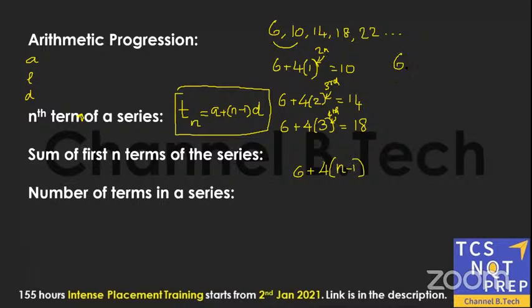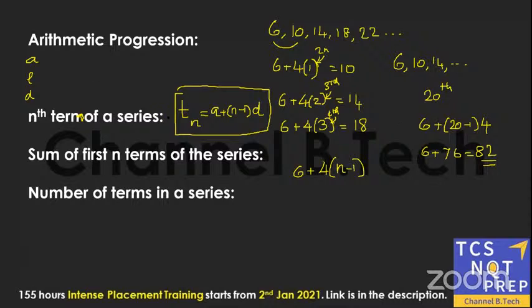For example, in this series, 6, 10, 14, and so on, if I need the 20th term, what will I do? 6 plus 20 minus 1 into common difference, which is 4. So 6 plus 19 into 4, that is 6 plus 76, I will get 82. That will be my 20th term of this series.